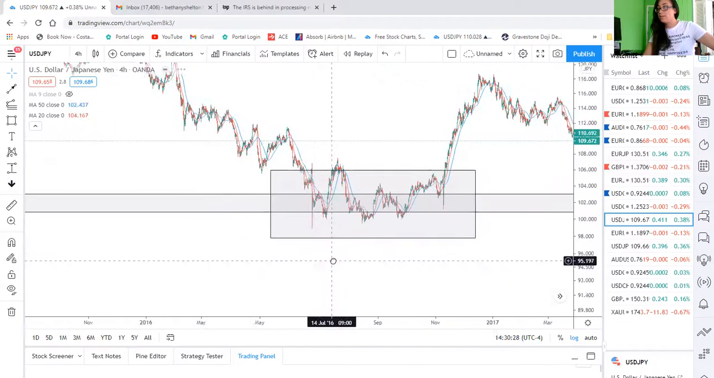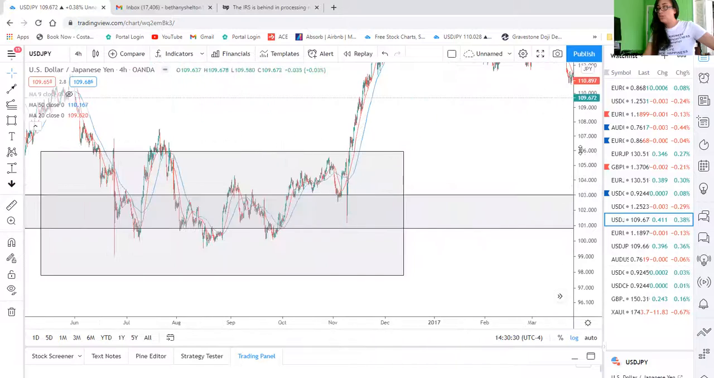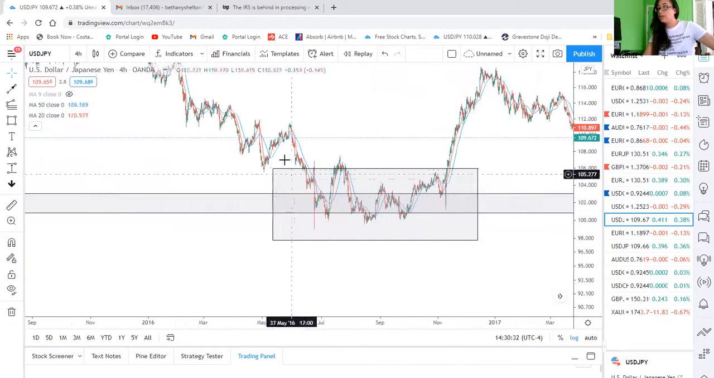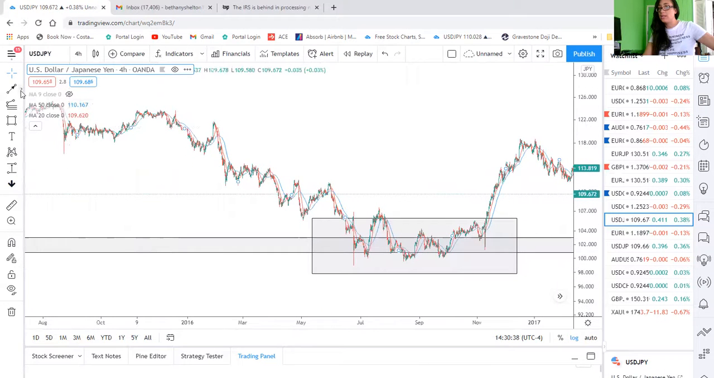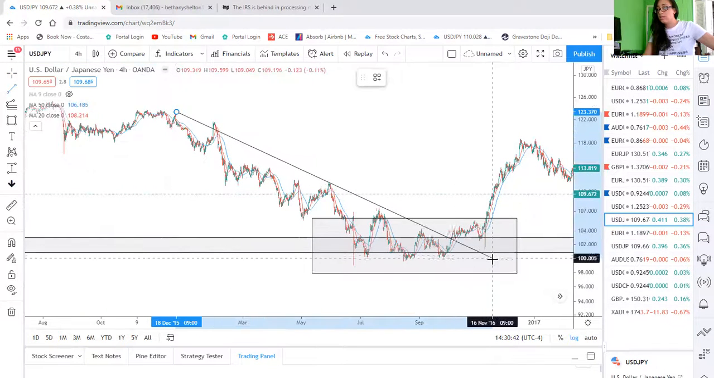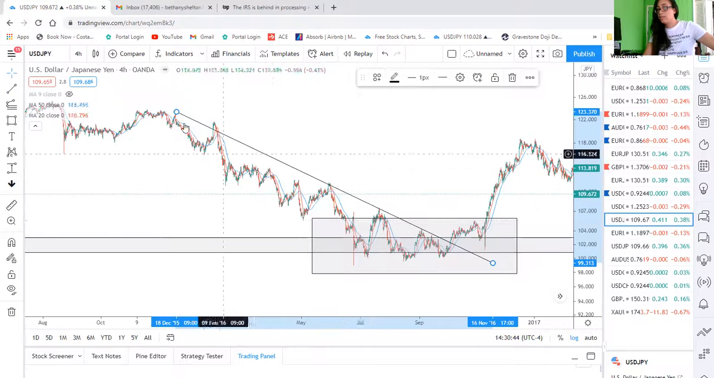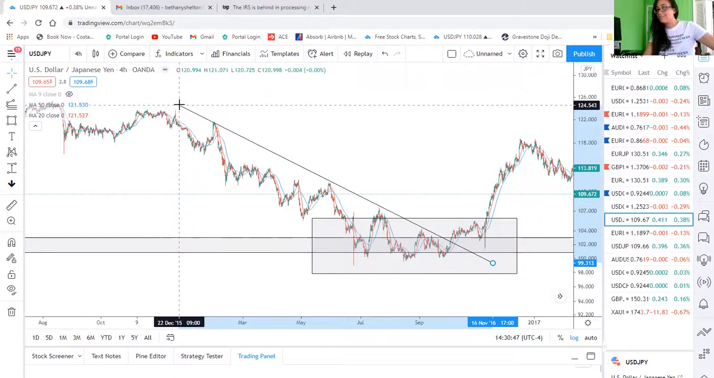So yep, sloppy as hell. But what you could have done to see, okay, so price came down here, waiting to see if it's going to be a reversal or not. Go ahead and draw your trend line. Trend line on that thing.